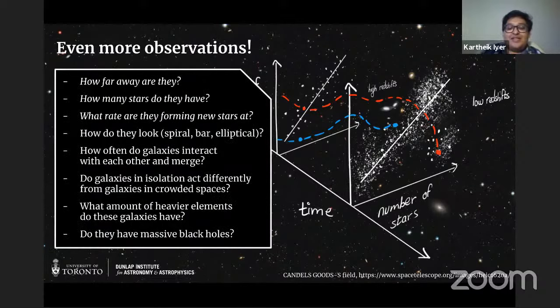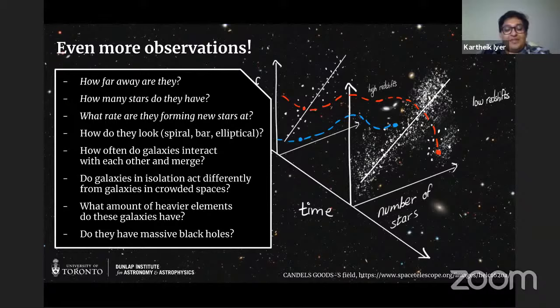This also leads us to the question of if we could get all of this from just these two quantities, how many stars they have and what rate they're forming stars at, what happens if we start figuring out even more information from our observations and adding all of that to our theory? So what if we ask additional questions in our senses of how do these galaxies look? Do they look like spirals or bars or are they ellipticals? If we try to figure out how galaxies interact with each other, like what's the rate, how long do they interact for? If we ask the question that do galaxies that live in isolation, far away from other galaxies, do they evolve differently over time from galaxies that live in crowded spaces? The answer to that is yes, and that's an entire interesting discussion in itself.